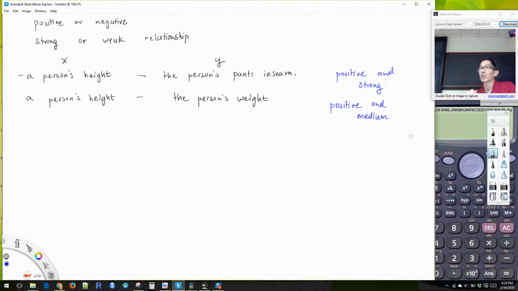But can you make very good predictions about someone's weight knowing just that person's height? Probably not. Okay? On the other hand, a person's waist size correlates very strongly with the person's weight. Okay? So this would be positive and strong.